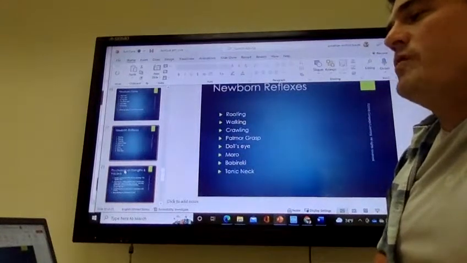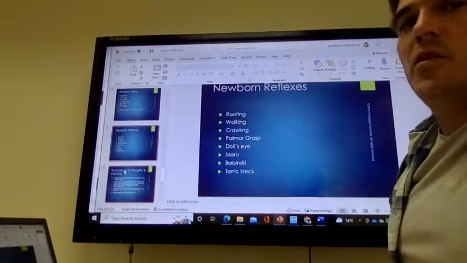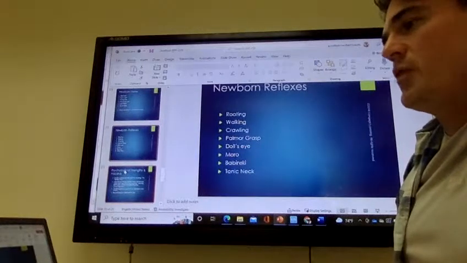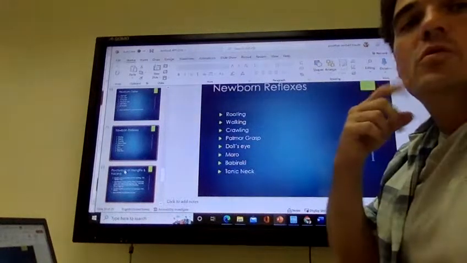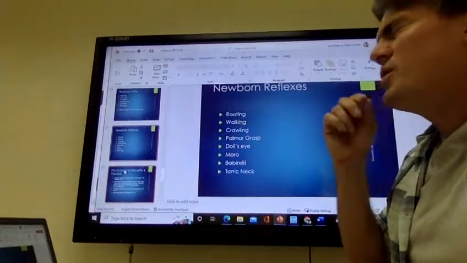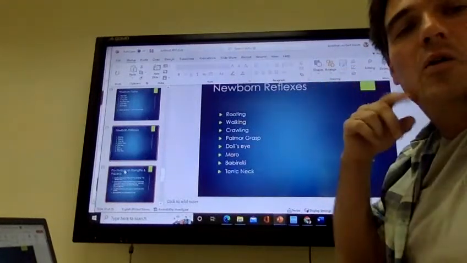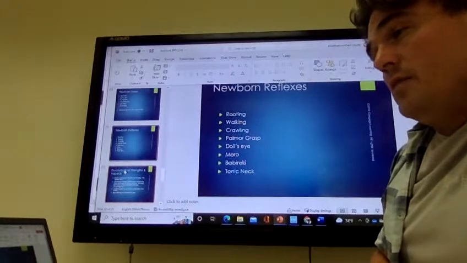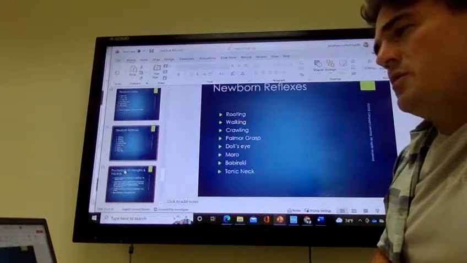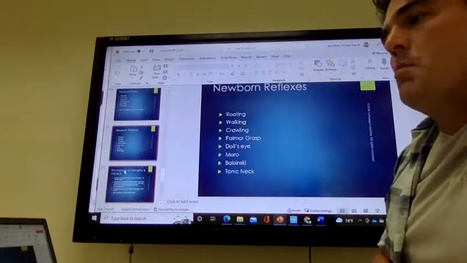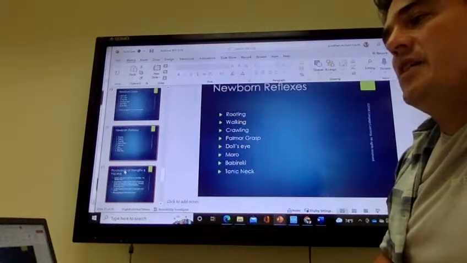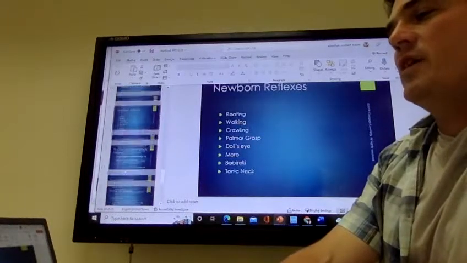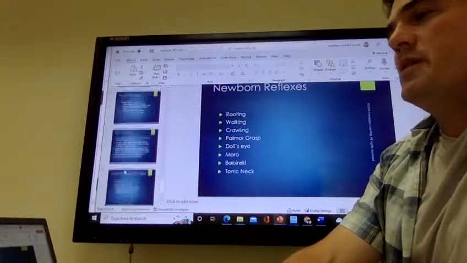Some of the newborn reflexes, and these are easily searchable. In class, sometimes we look these up, but like rooting, when you tickle their cheek, they go towards it to breastfeed or the bottle, you kind of go right there. Walking, crawling, palmar grasp, doll's eye, Moro, Babinski, and then tonic neck. So those are some of the newborn reflexes that, as a social worker and doctor, can be tested.